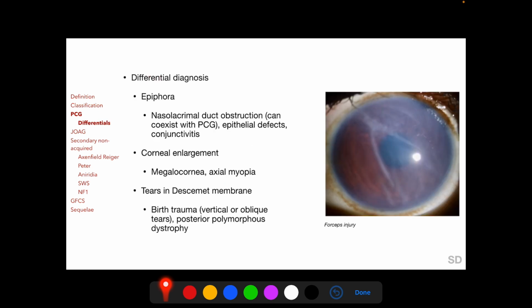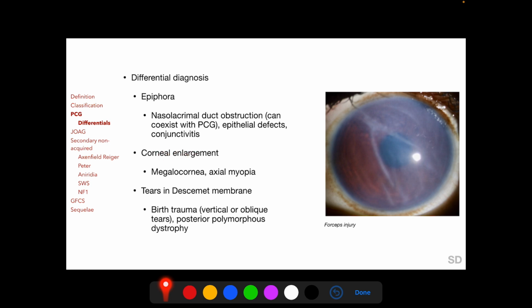Differential diagnosis of primary congenital glaucoma is important. Other than primary congenital glaucoma, epiphora can occur in patients with nasolacrimal duct obstruction, corneal epithelial defects, and conjunctivitis. Nasolacrimal duct obstruction is a much more common condition than primary congenital glaucoma and can occur in as many as 5% of infants, and so may coexist in a patient with primary congenital glaucoma.